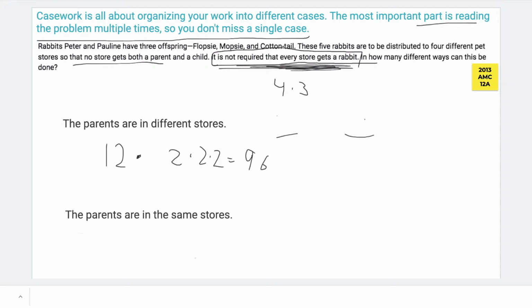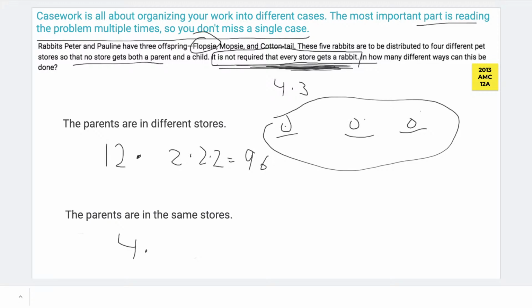Now they're in the same stores. To choose the same store, there are just 4 ways to do that. The only difference is that now there's an extra store for the children to choose, so there are 3 choices. Pretend this guy is choosing his store. Then he can go either here or here or here. That's 3 cases, and that applies to all of them. So this is just 3 to the power of 3, which is 27, times 4, which is 108. So our answer is just 108 plus 96, which is 204.